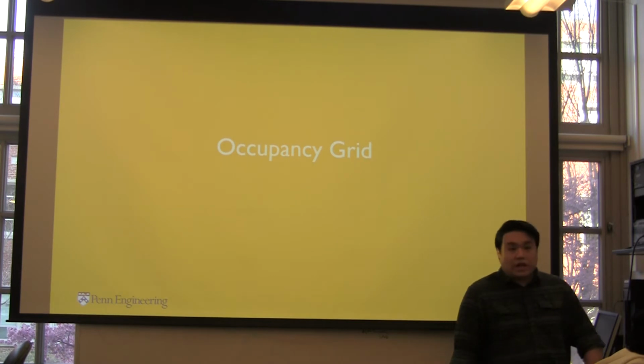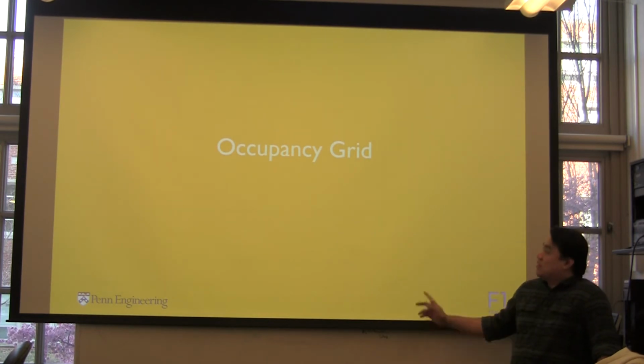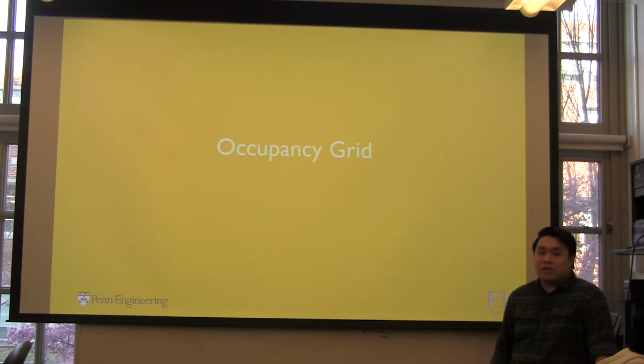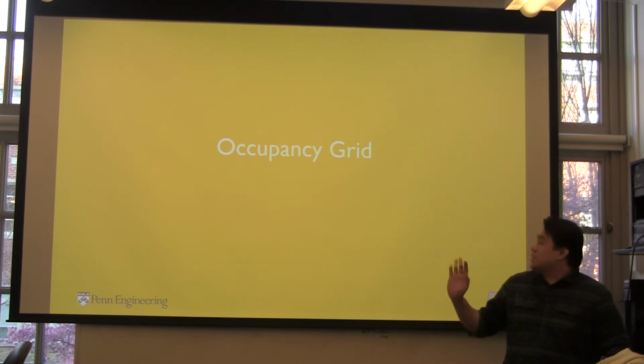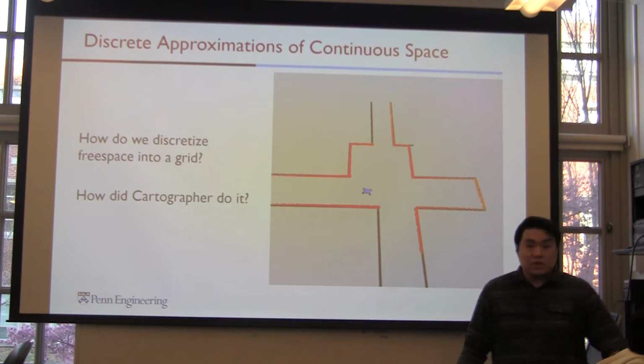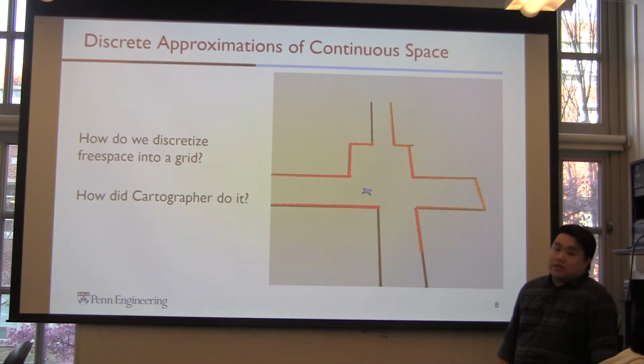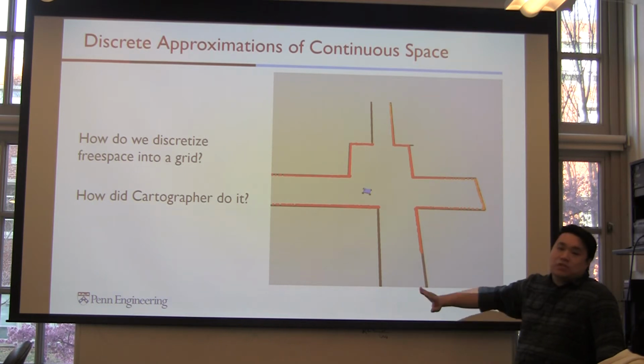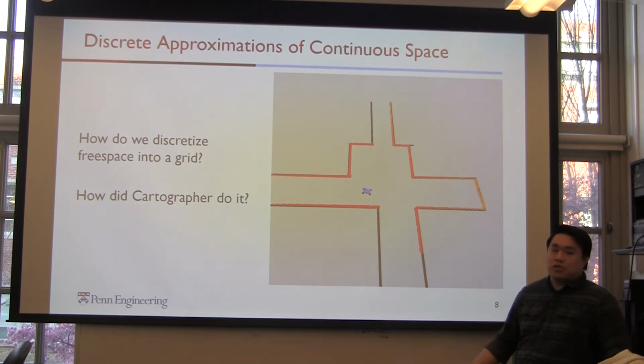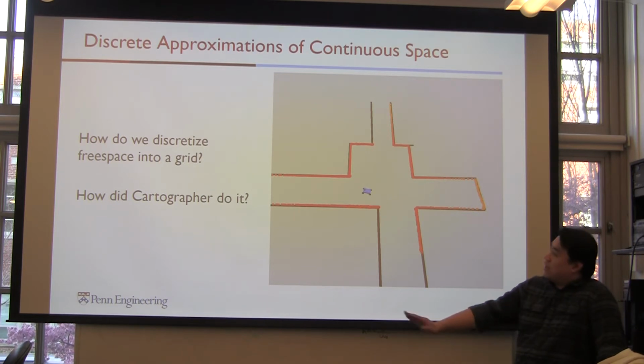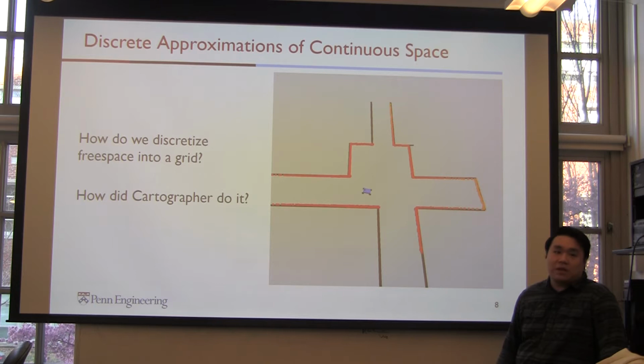All right. Is anyone familiar with the concept of occupancy grid? I think Matt went over it during the cartographer lecture, so you should have some idea about what this thing is. The goal here is we want to discretize a free space into a grid. Let's think about all of these problems in 2D for now, because we're dealing with a pseudo 2D problem. So for a plane, how did cartographer do that? Can anybody answer that? Specifically, how did they discretize the free space?